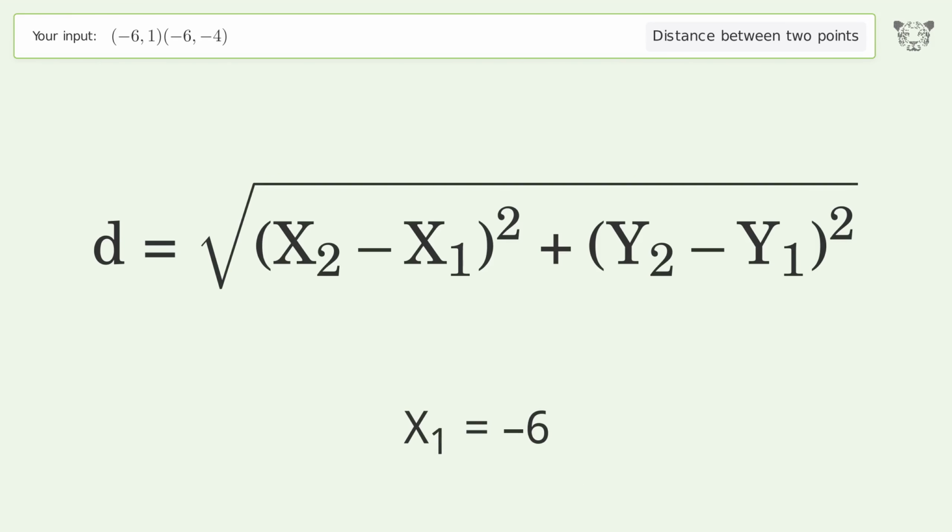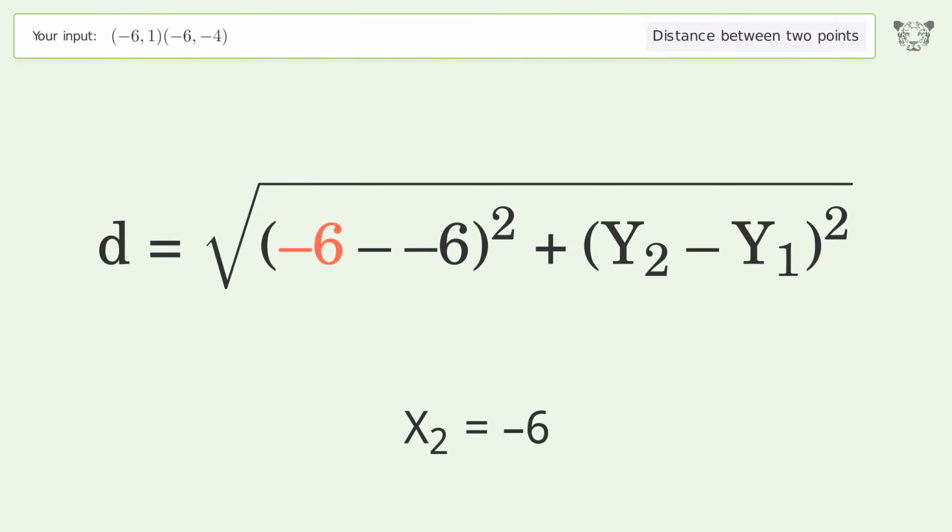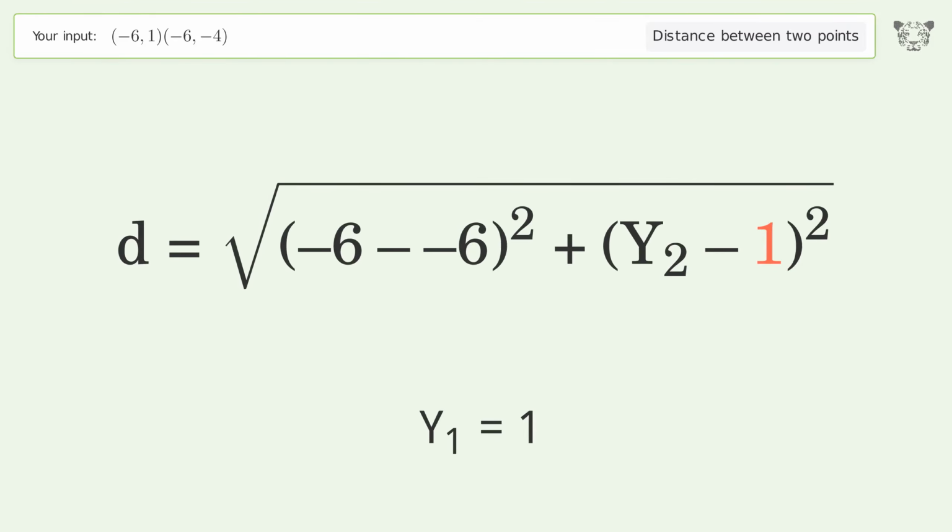x1 equals -6. x2 equals -6. y1 equals 1. y2 equals -4.